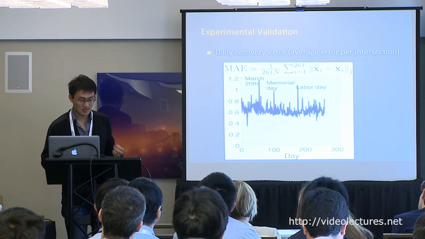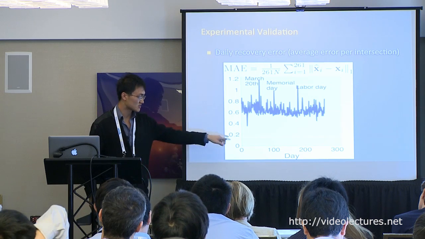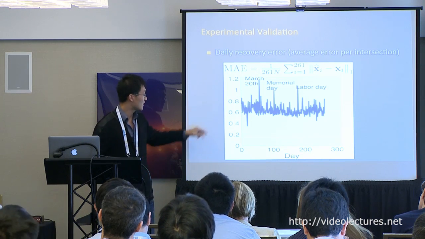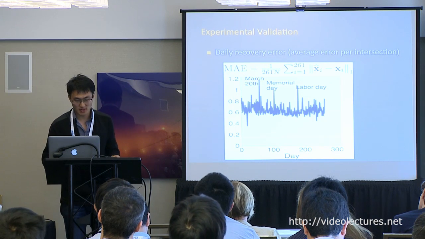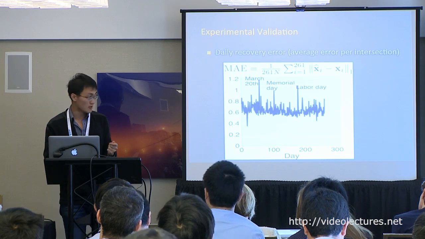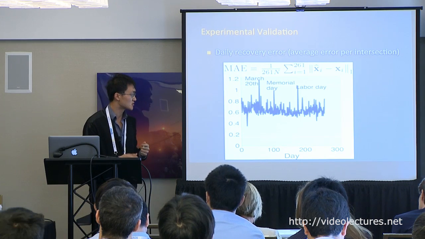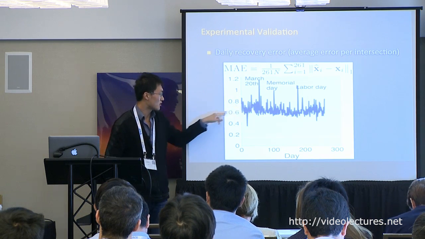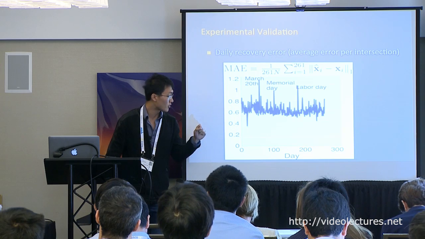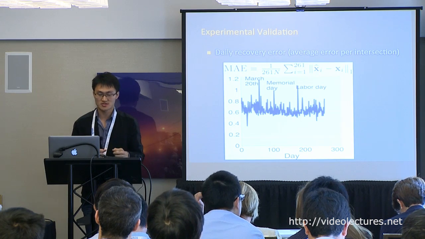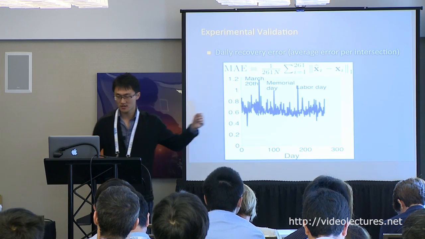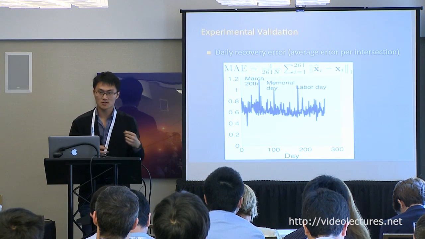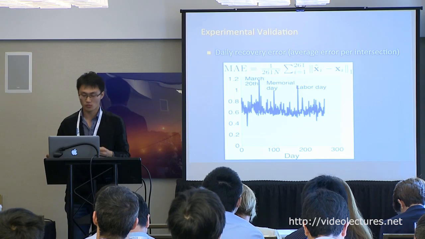And here's the daily recovery error. The x-axis is the index of day, and the y-axis is the mean average error, which means the average error per intersection. So you see here it is almost 0.7 error per intersection. And there are some outlier days, like Memorial Day and Labor Day. We cannot do this prediction well because the behavior is not like a normal workday.